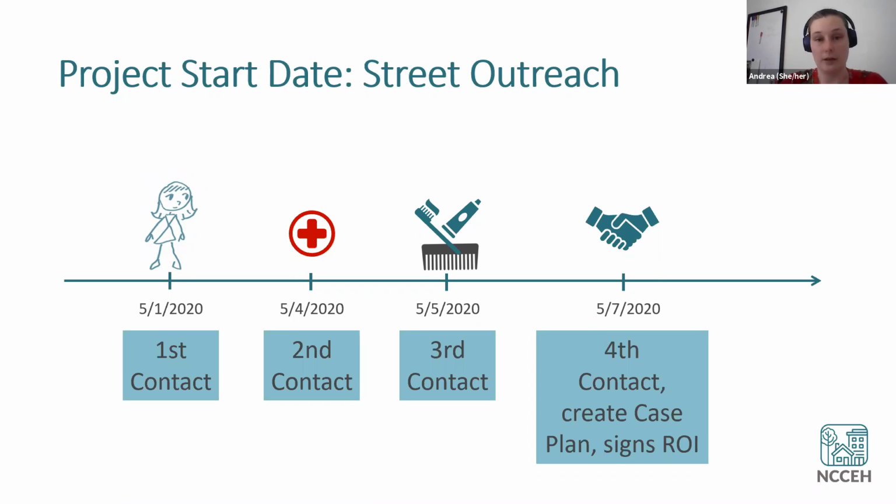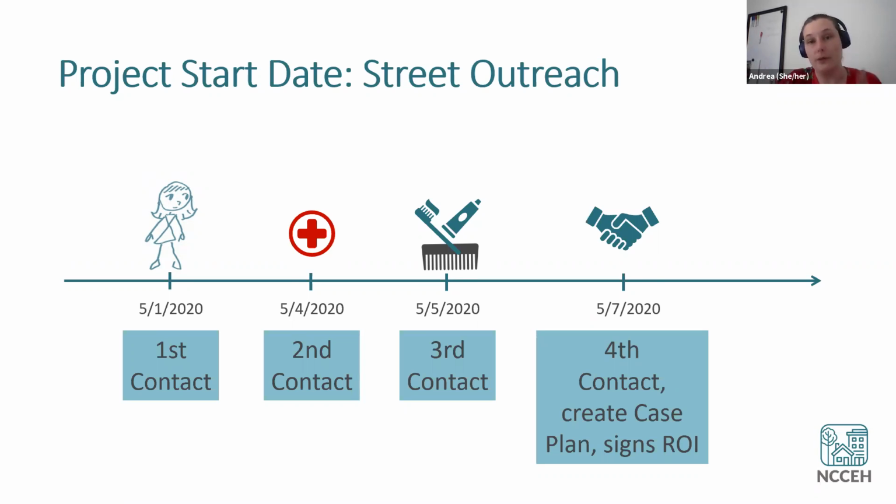The difference with street outreach is that they also record what's called a date of engagement. And that is the fourth contact. When the client engages, they create the case plan and actually sign the ROI. So this is when a client is really saying, okay, I'm in it, we're going to work together, I'm ready to work with you as an outreach worker. And this can be really, so what this does is it allows street outreach to have a period of time to get to know the client, because building trust can take a while.